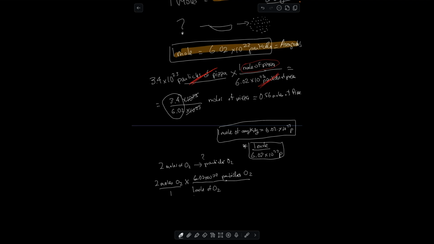And by doing that, these will cancel out, and I will be left with the unit I want. So now I'm left with 2 times 6.02 times 10 to the 23rd over 1, which is the same thing as 1.2 times 10 to the 24th, right? Particles of O2.